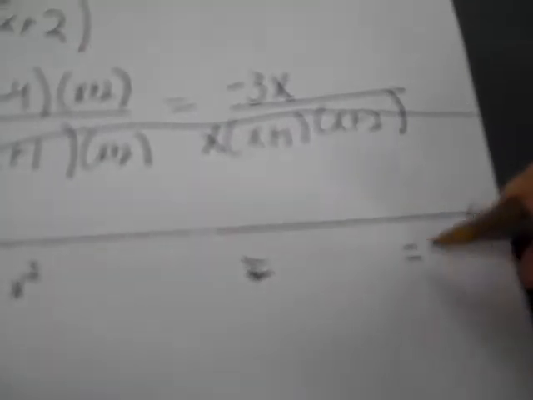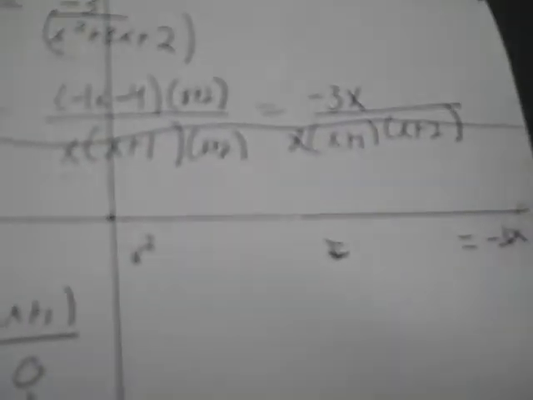X times x is x to the second. I'm just going to put equals negative 3x all the way down there. X times 1 is 1x. 1 times x is 1x. 1 times 1 is 1. Then I go FOIL the other side.